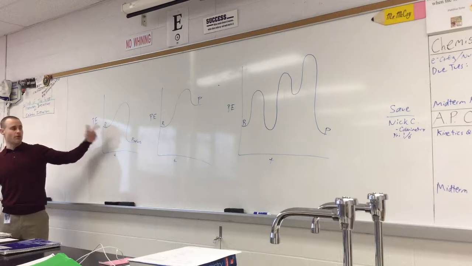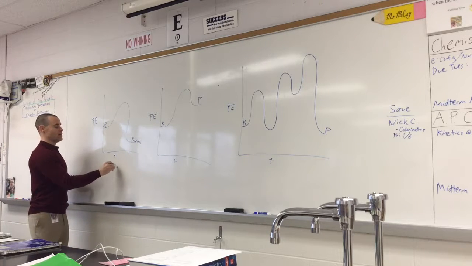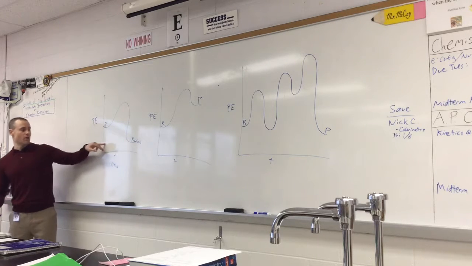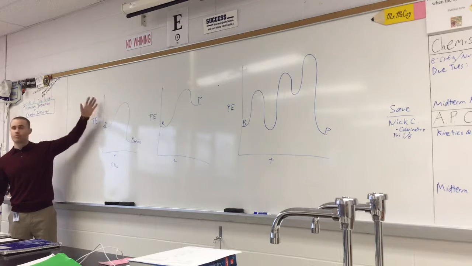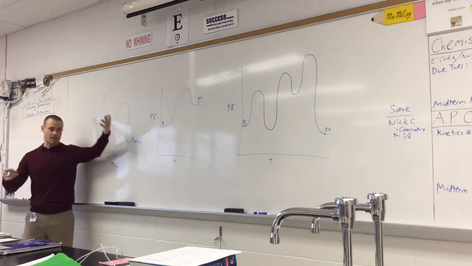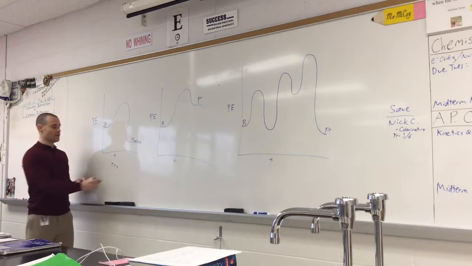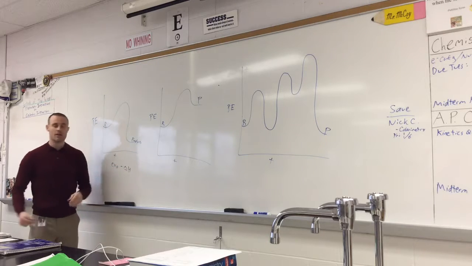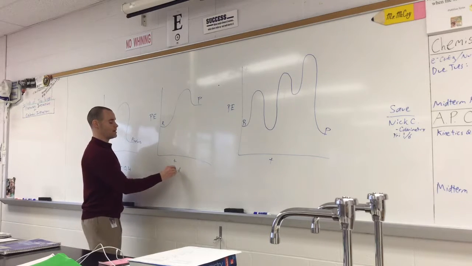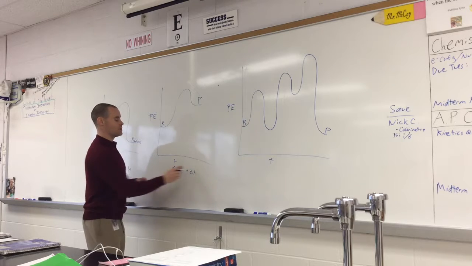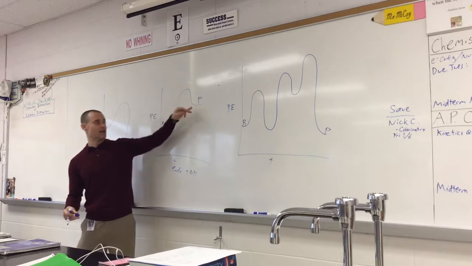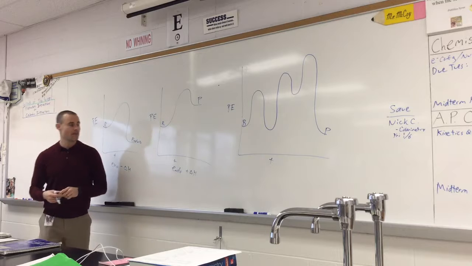So this is exothermic because the energy of the products is lower than the energy of reactants. So at some point through this reaction, the reactants lost energy to the surroundings, and that would give us a negative delta H. This is endothermic because at some point in the reaction, the reactants gained energy and ended up with more energy as products.